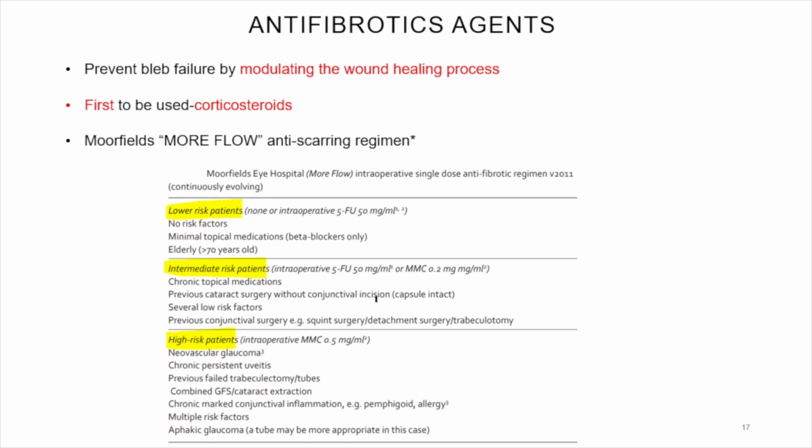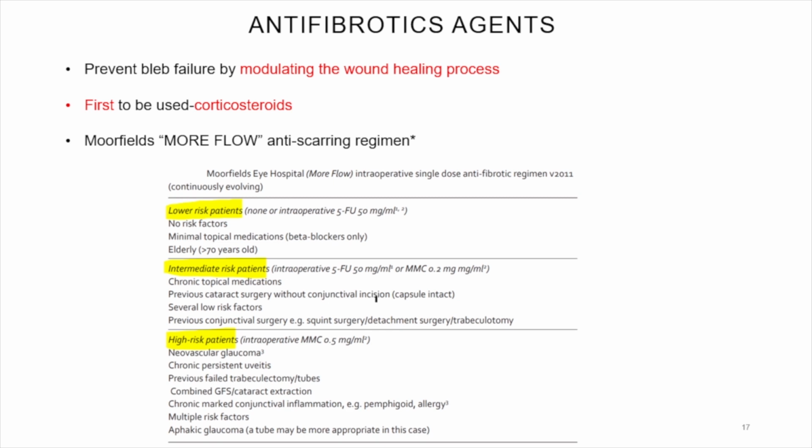Now, the antifibrotics used in trabeculectomy are used to prevent bleb failure by modulating the wound healing process. Corticosteroids were the first to be used, and in recent times 5-fluorouracil and mitomycin C are the commonly used antifibrotics. There is the Moorfields anti-scarring regimen, in which they divided the patients into low-risk, intermediate-risk, and high-risk patients.